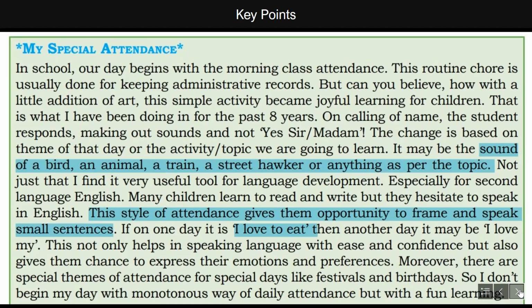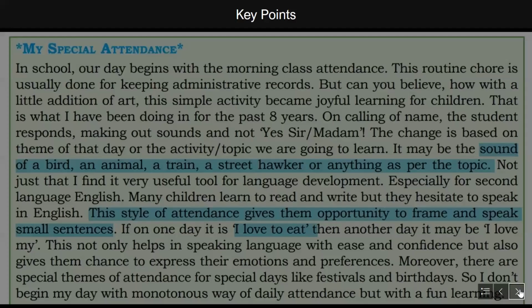Maybe the children are sharing about themselves, all about me, right? While giving attendance, each child talks about his or her favorite sport, favorite color, favorite dress, favorite cartoon character. So that can be done. That is the innovative way of taking the attendance.